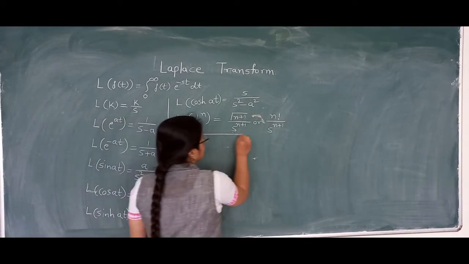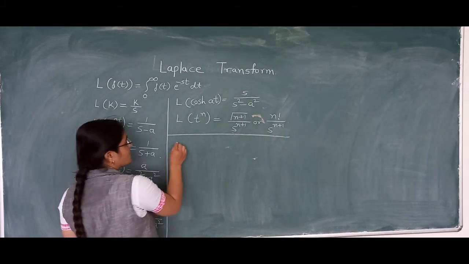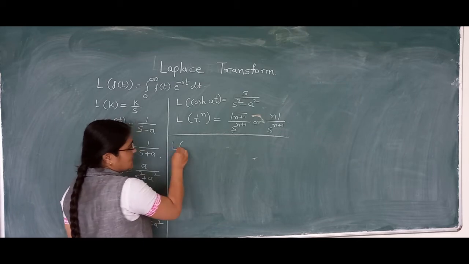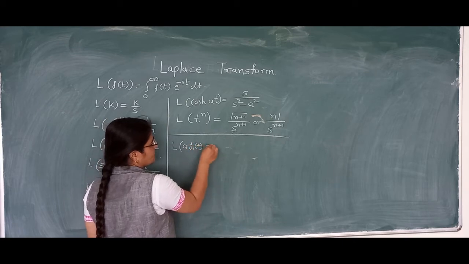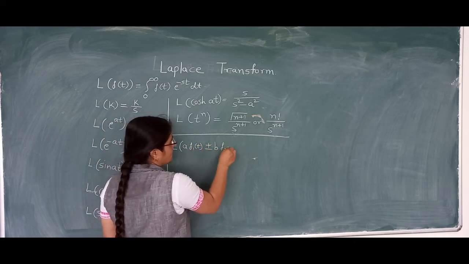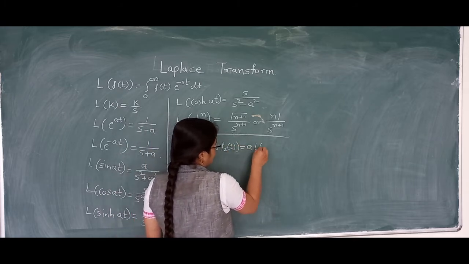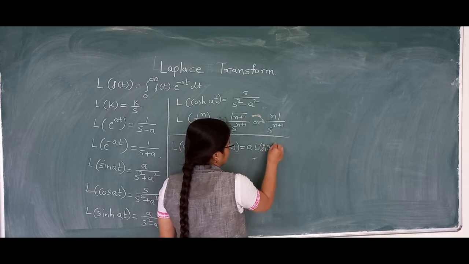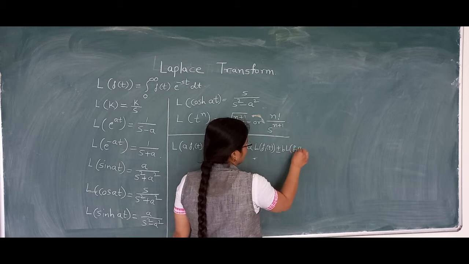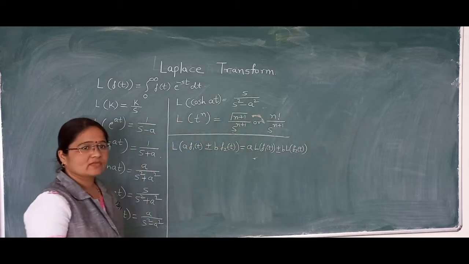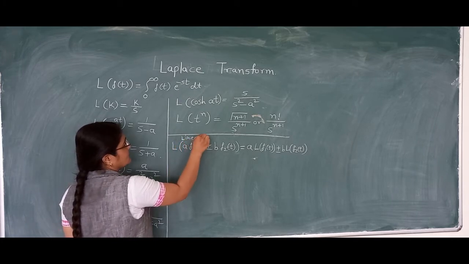After that, we saw some properties of Laplace transform. First property is the linearity property, which says that Laplace of a into f1 of t plus or minus b into f2 of t is equal to a into Laplace of f1 of t plus or minus b into Laplace of f2 of t. This is called the linearity property.